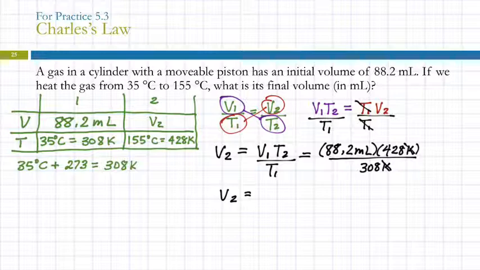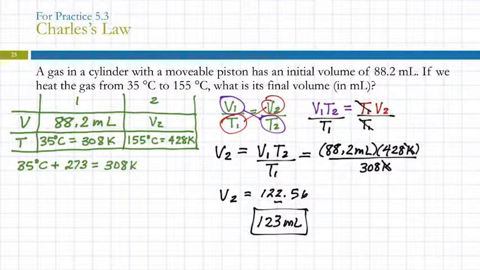Everything's got 3 sig figs. My answer should have 3 sig figs. 122.56. I'm going to call that 123 milliliters. With the simple gas laws, we can ask ourselves, does that answer make sense? I took a gas and I heated it up. Do I expect the volume to get bigger or smaller? Bigger. This is bigger than what I started with, so that's encouraging. It doesn't prove anything, but it's encouraging. If this is smaller, then you got something upside down in here. Very easy to do. Any questions?